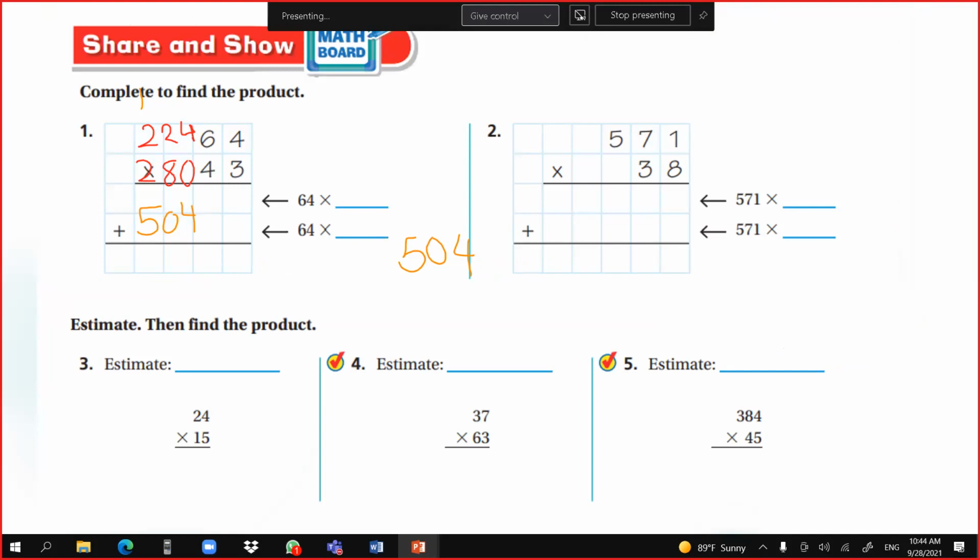Okay. Now, today. Sorry, what's the final answer? 504. Okay. After this one here, you have to solve number 2. Okay, so number 2 with Noura now.